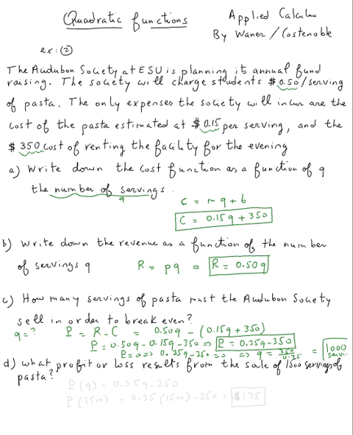Now, what profit or loss results from the sale of 1,500 servings? So we know that P of Q is equal to 0.35 Q minus 350. We're asking for the profit or loss. So profit of 1,500 means plug in 1,500 into Q. So 0.35 times 1,500 minus 350.